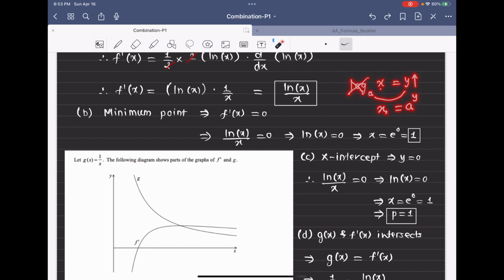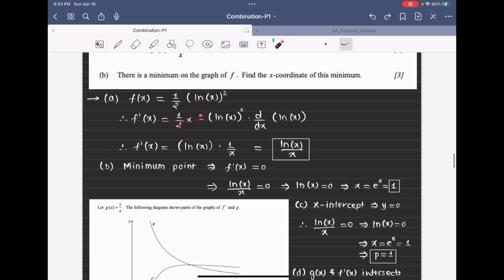Same thing, ln of x is also written as log of x to the base of e, and that is given as 0. So base goes on the other side, that is e, raised to 0, log is cancelled and you are left with x. So x is equal to e raised to 0. Anything raised to 0 is equal to 1. So x is equal to 1, and we want only the x coordinate of that minimum point, which is equal to 1.